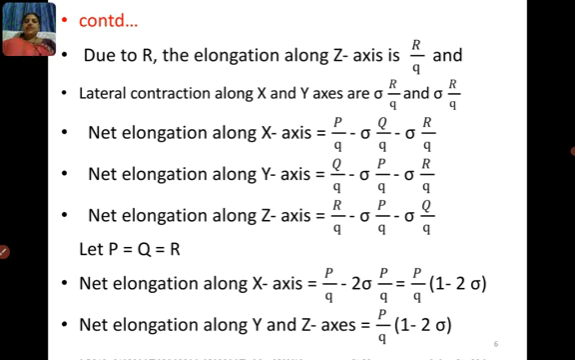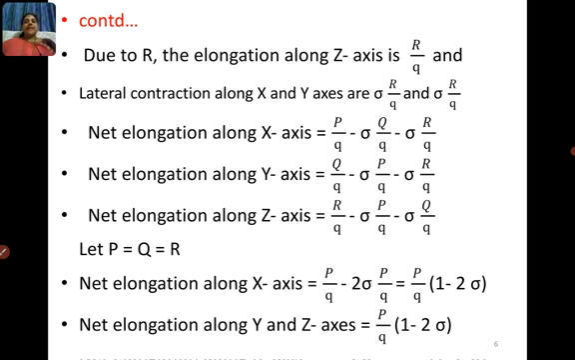Due to the force R, the elongation along the z axis is R by Q and the lateral contractions along the x and y axis are sigma R by Q and sigma R by Q. Therefore, due to the force P, the expansion along the x axis takes place and compression along the same x axis takes place due to the forces Q and R.